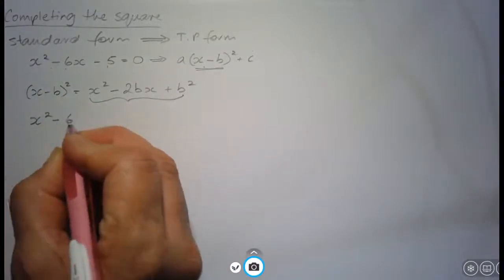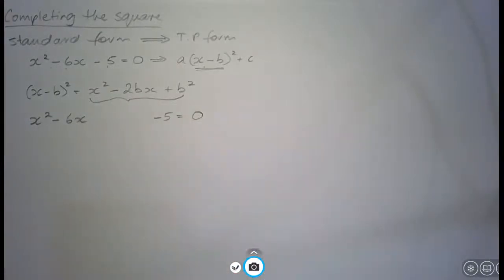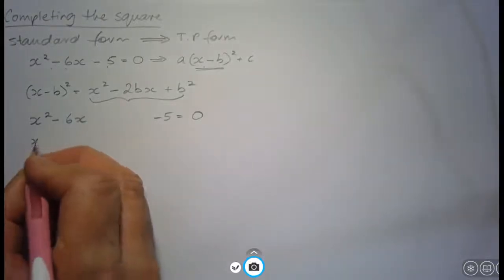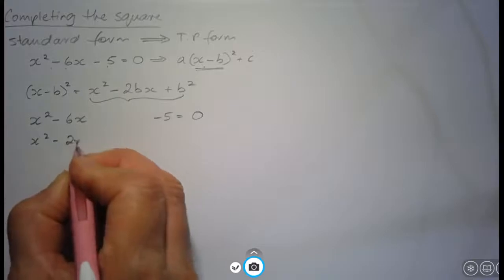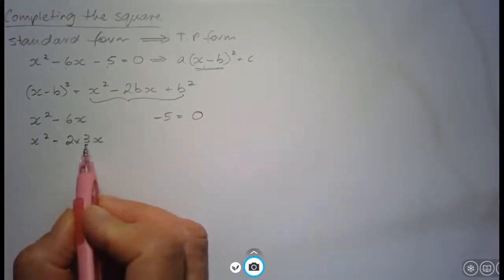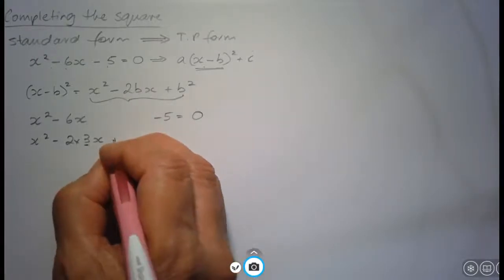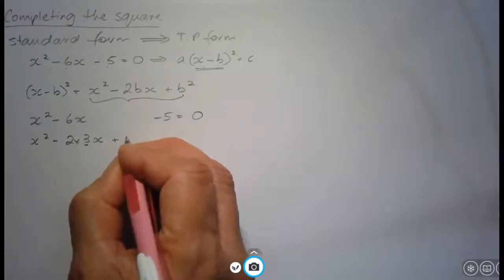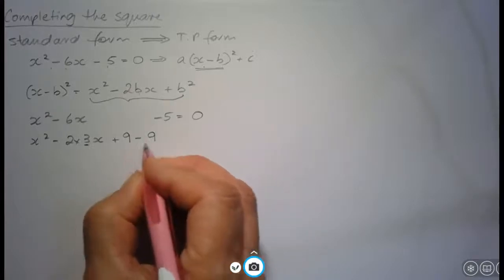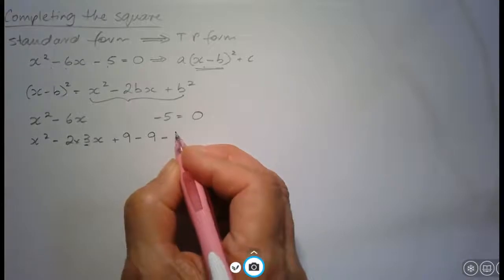We've got x squared minus 6x, I'm just going to leave a gap here, minus 5 equals 0. Now, I can think of that 6x as 2 times 3x. Now, if I'm thinking about that, that's going to be my b value that I've got here. So if I add on 3 squared, which gives me 9, and I take away 9, plus 9 minus 9 is 0. So I haven't actually changed the value of my equation.